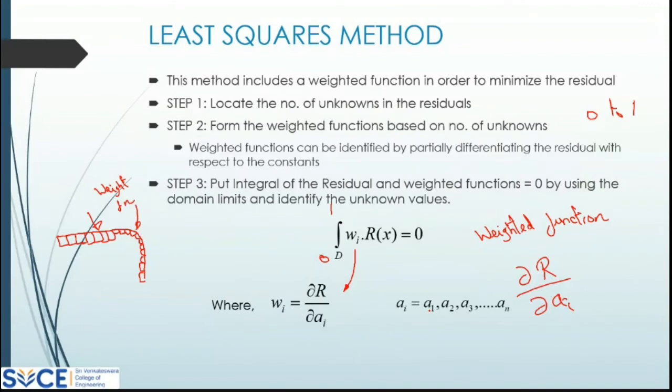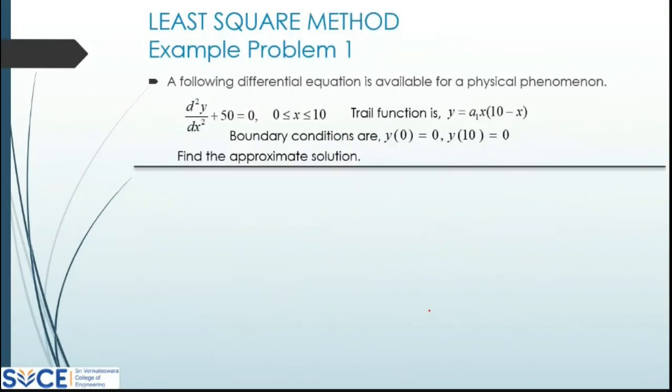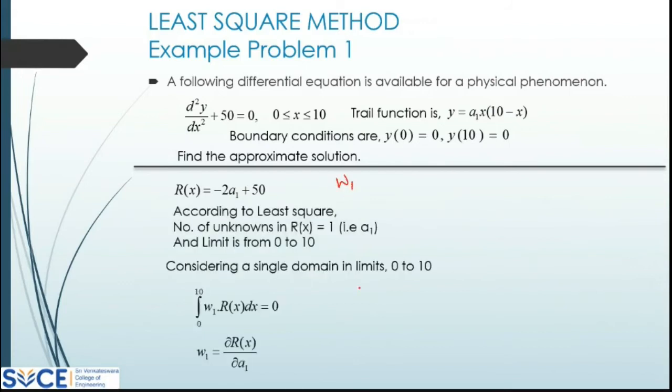So we will solve the same problem related to these two problems. The first problem, again, you have R of x. Hope you know how to get this R of x. You have a trial function, differentiate this twice and substitute it in this equation, you will get this R of x. Now, this R of x, you have only one unknown. Since it is having one unknown, you have weighted function W1 alone. What is this W1? W1 is ∂R(x)/∂a1. Since this is the unknown value, I am differentiating with respect to that a1.